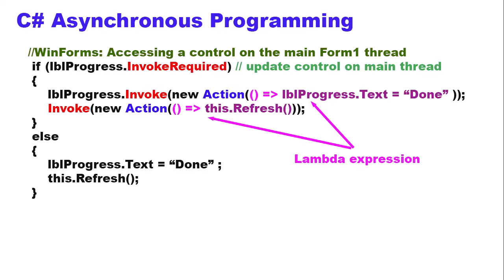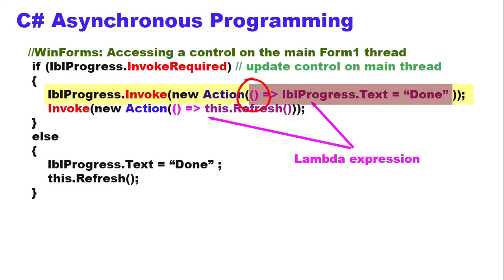And so here I have if LBL progress, which would be my label, invoke required. So if that's true, that's a Boolean expression, then LBL progress.invoke, I'm going to invoke a new action, and that action is a lambda expression. So a lambda expression is simply a method that doesn't have a name.